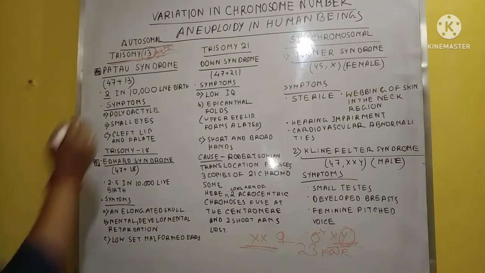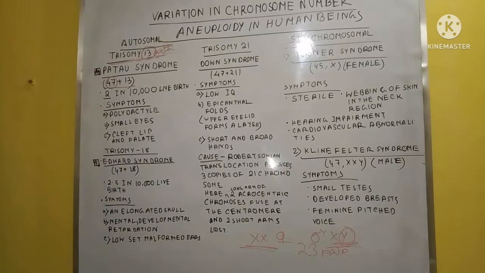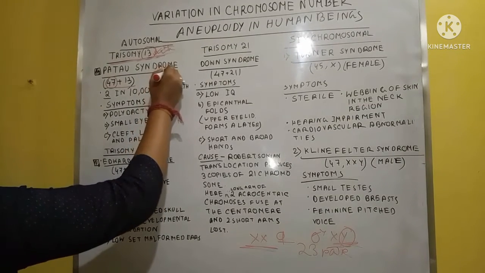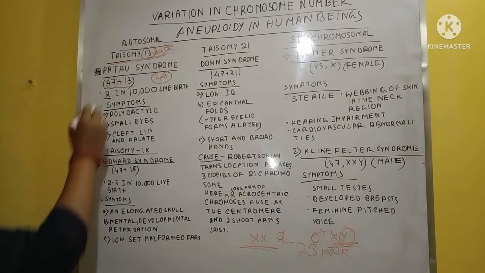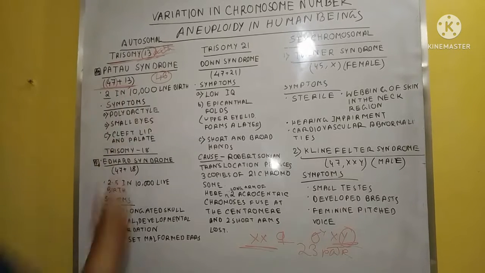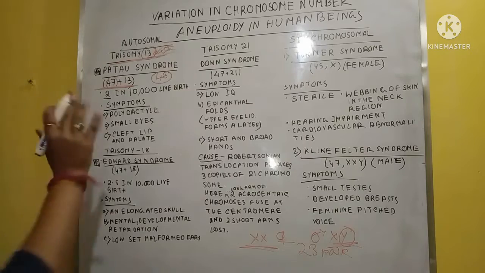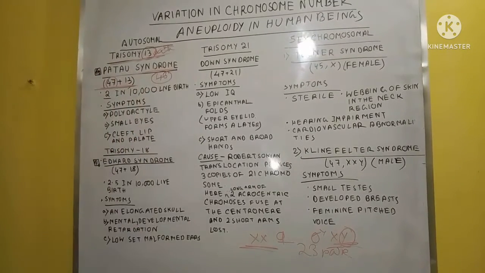And here the number of chromosomes you can see is 47. Okay, 47. That means 23 pairs of autosomes, so here the chromosome number is 2n plus 13, that is 47. So this is one kind of disease, and this disease is known as Patau syndrome. Okay, this disease is known as Patau syndrome.